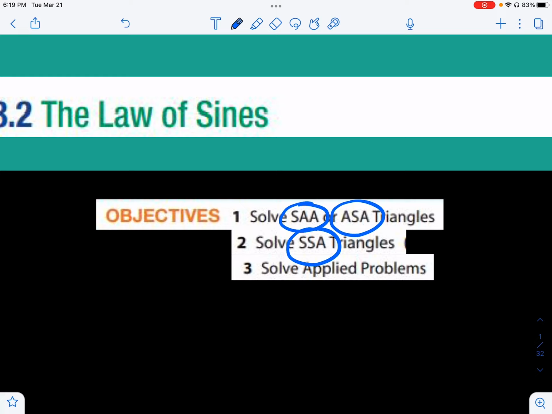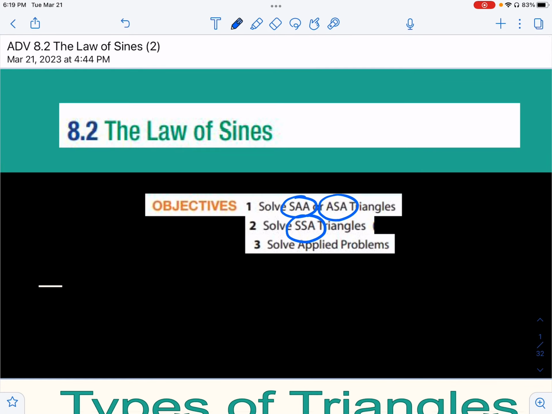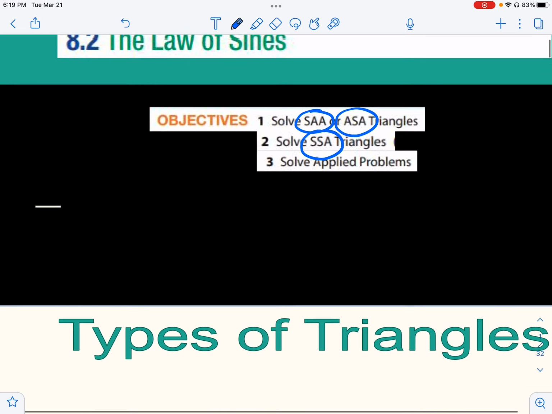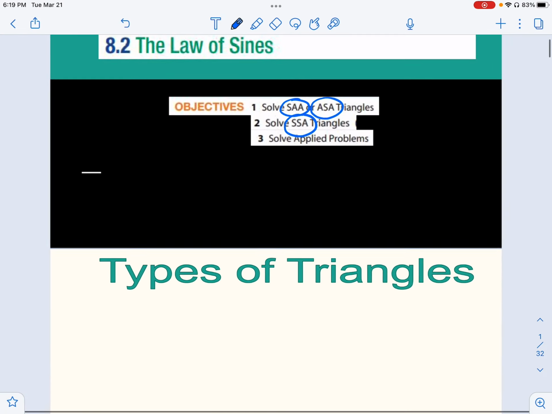All right. So this one's going to cover SAA type of triangles, ASA type of triangles, and SSA type of triangles. So before we proceed, let's talk about these triangles and what they look like real quick. And this is a review from geometry.